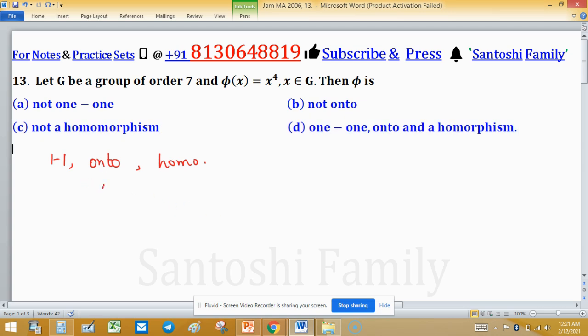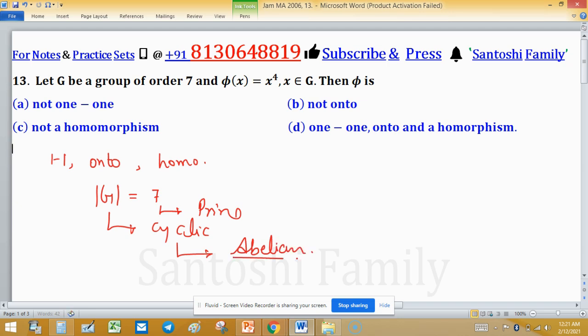The given condition is that G is a group and the order of G is 7, and 7 is a prime number. We know that a group of prime order is always cyclic. This is a theorem, and every cyclic group is abelian. Indirectly, the property of a commutative group is given. We need to check 1-1, onto, and homomorphism.